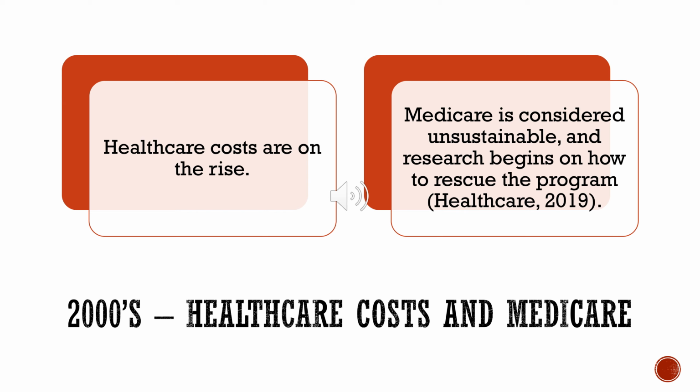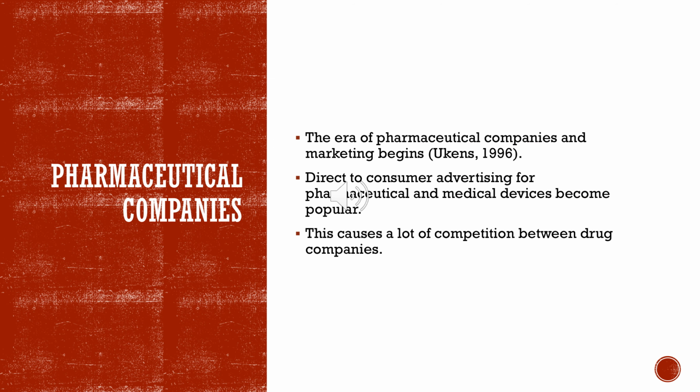So as we enter the 2000s decade, the beginning of the turn of the century, healthcare costs and Medicare, the healthcare costs are continuing to rise. Medicare is considered unsustainable, and research begins on how to rescue the Medicare program. Also in the 2000s, pharmaceutical companies are taking over. They're beginning their marketing at different hospitals and clinics. Direct-to-consumer advertising for pharmaceutical and medical devices become popular.